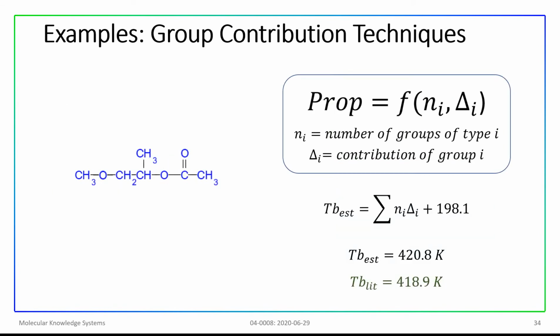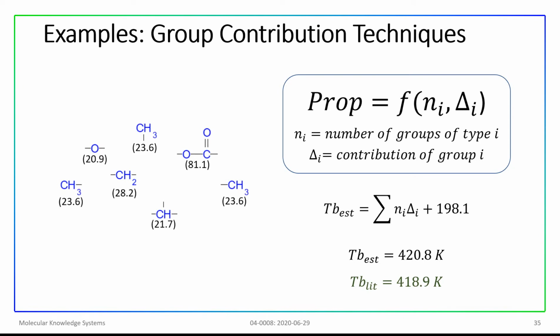So the first step in using a group contribution technique is to dissect the chemical's molecular structure into a series of groups, and then look up the associated contribution for each group. The next step is to combine these group contributions in some manner to produce a property estimate. Each technique has its own procedure for combining group contributions. Some techniques simply add the values together.